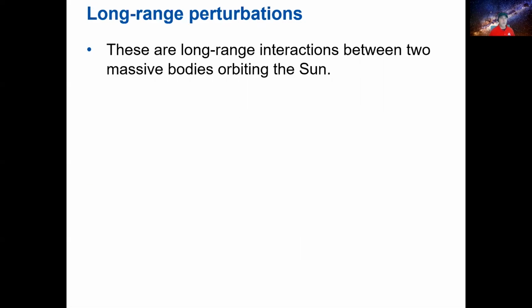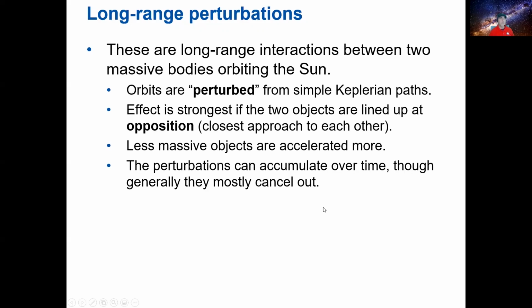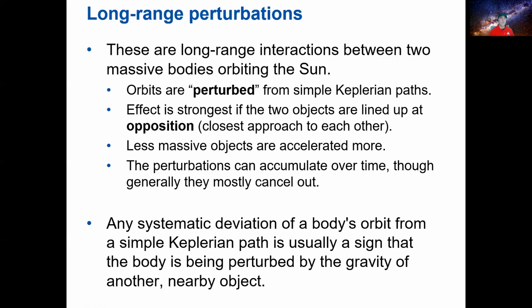One example of those gravitational interactions is long-range perturbations. These are long-range interactions between two massive bodies orbiting the Sun. The extra object-to-object gravitational forces accelerate the bodies relative to their Keplerian orbits, with stronger effects when the objects are closer, lined up at opposition. Long-range perturbations cause a massive body to be affected by the gravity of another object.